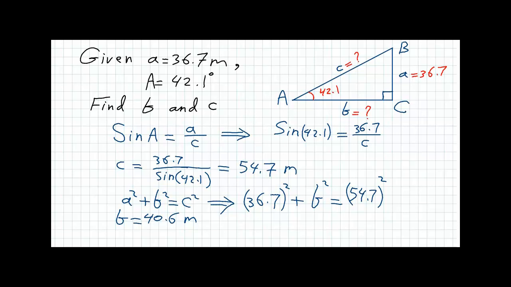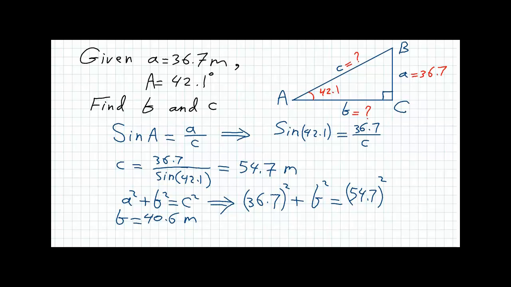So let us summarize what we have done here. We were given only two pieces of information, side a and angle A. We used the ratio that combines side a and side c, which we wanted to find first, and that ratio was the sine of the angle. When we substituted in this ratio formula, we found c. Second step, using the Pythagorean theorem, we can find the third missing side in this triangle.